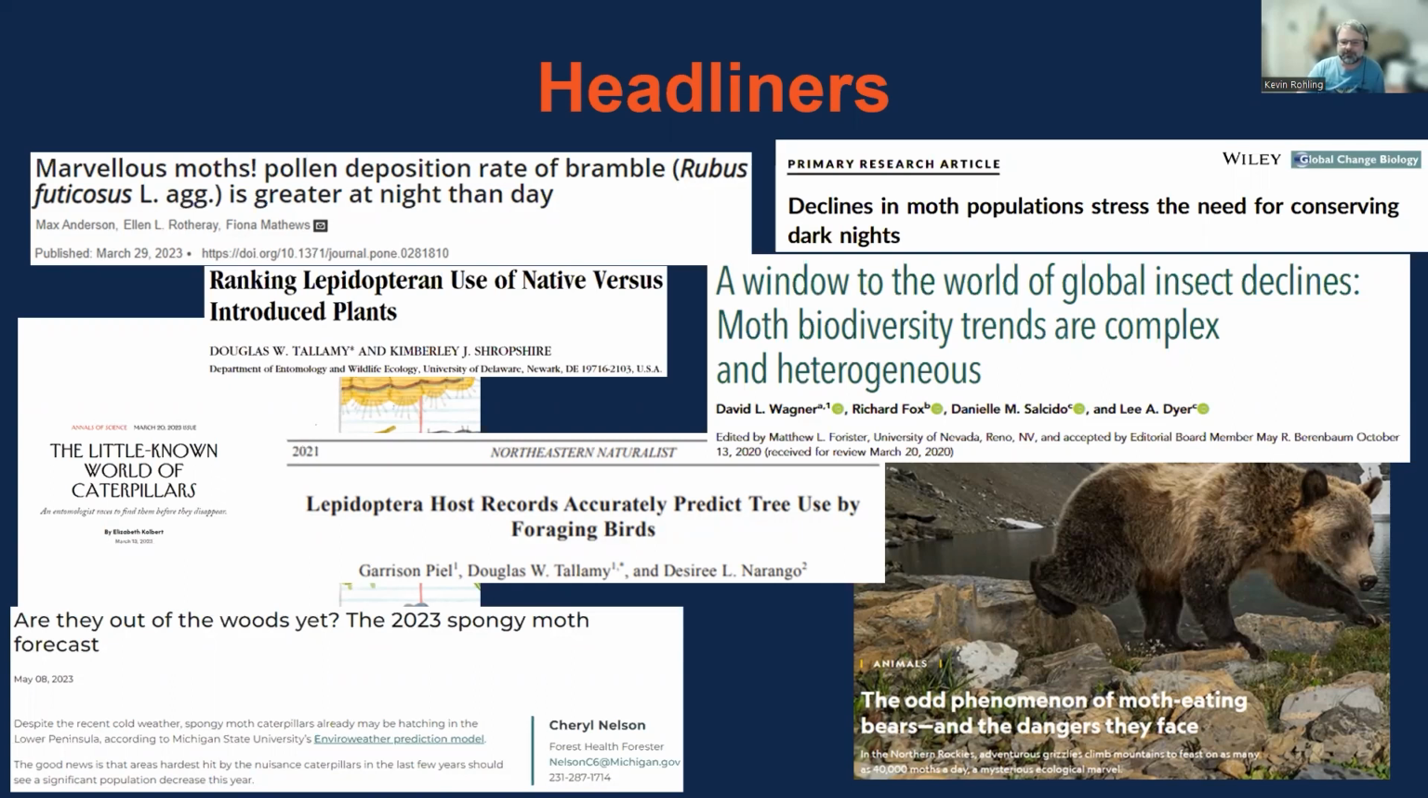Also, we have some invasive moths. The spongy moth is mentioned in one of the articles, and that can be a problem for our forests as well. And then one of the more interesting articles I found was the one in the bottom right, the odd phenomenon of moth-eating bears and the dangers they face. So I encourage you to look that up in your own time at some point. It's pretty wild.